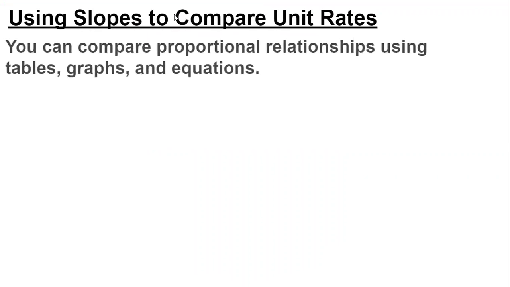Using slope to compare unit rates. You can compare proportional relationships using tables, graphs, and equations. So you have 3 things: tables, graphs, and equations.